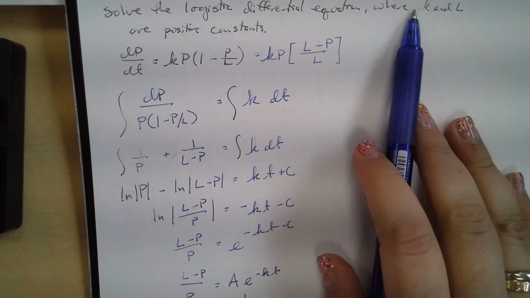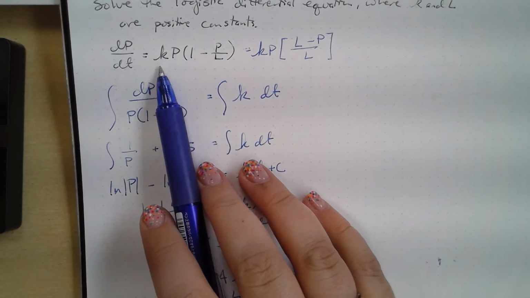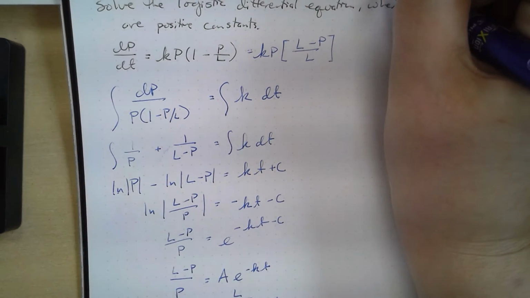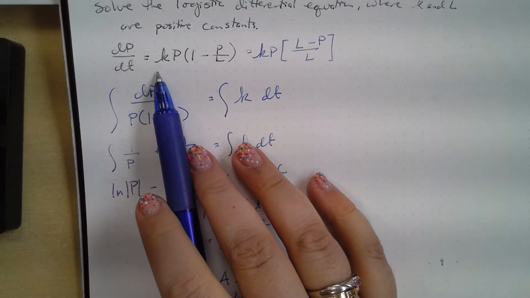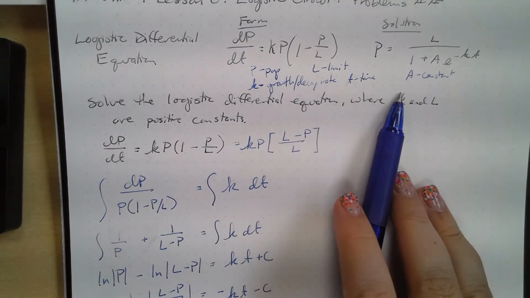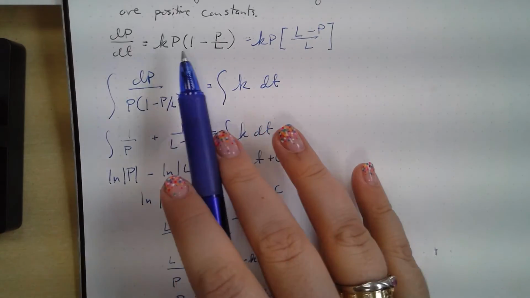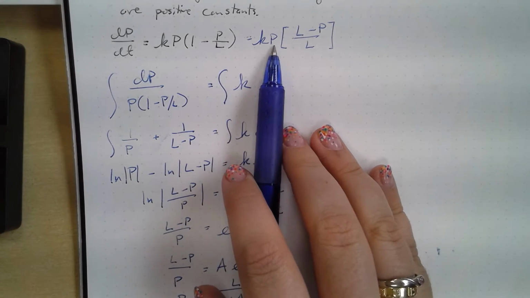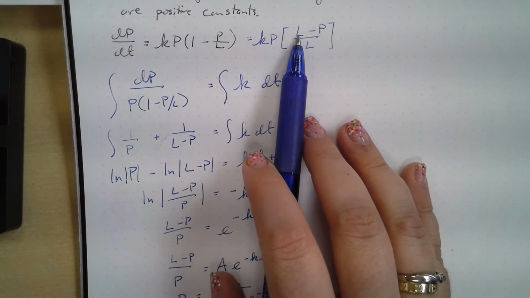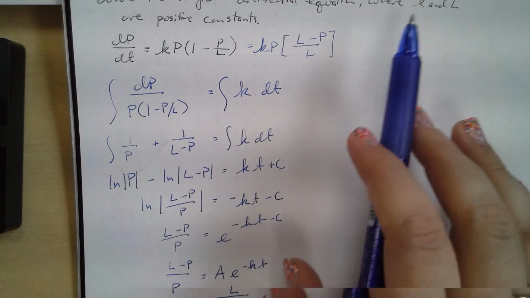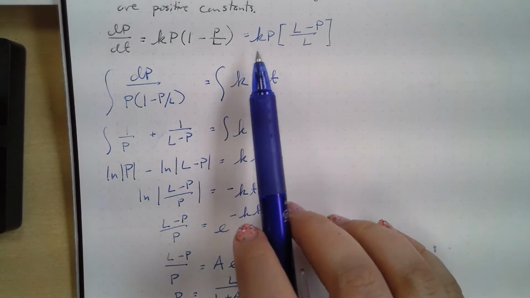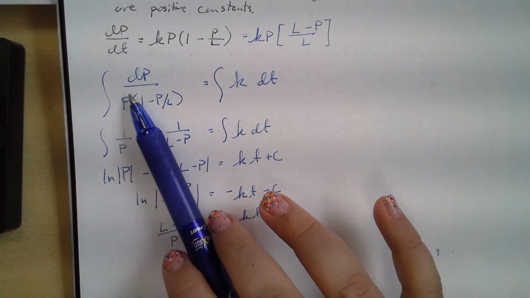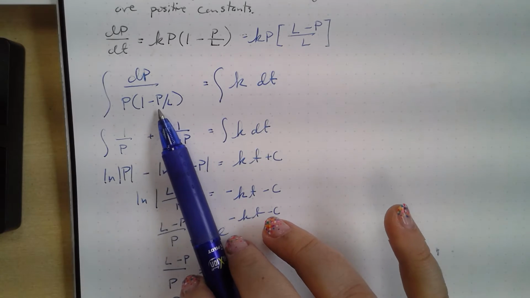So if we're asked to solve that, we have dP/dt equals kP times (1 minus P over L), and t is time, by the way. We can rewrite that as kP times (L minus P) over L. Right? k and L are constants. So we're going to solve this differential equation. We're going to move things to the same side. So we get dP over P times (1 minus P over L).